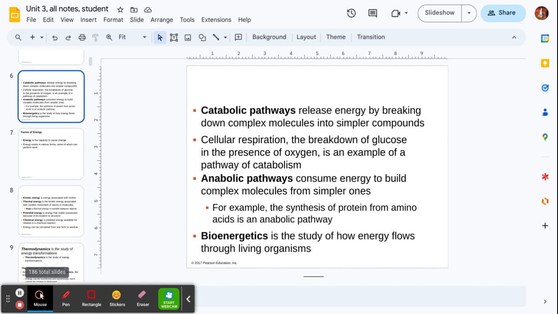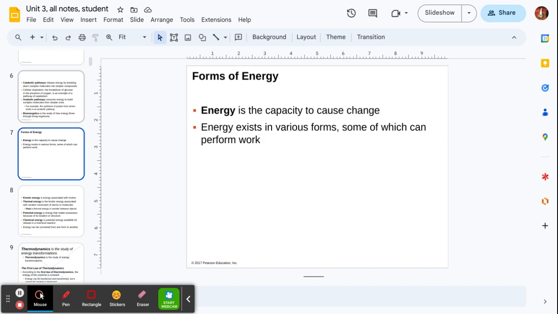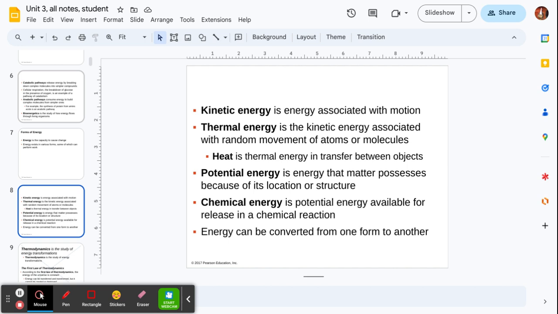Okay, energy comes in a lot of flavors. Energy is defined as the capacity to do work or to cause change. And there's lots of different forms of energy. We're not going to be too concerned about all of these. There's kinetic, which is associated with movement, right? A baseball hits you in the face, that hurts. That's energy. That's associated with movement.